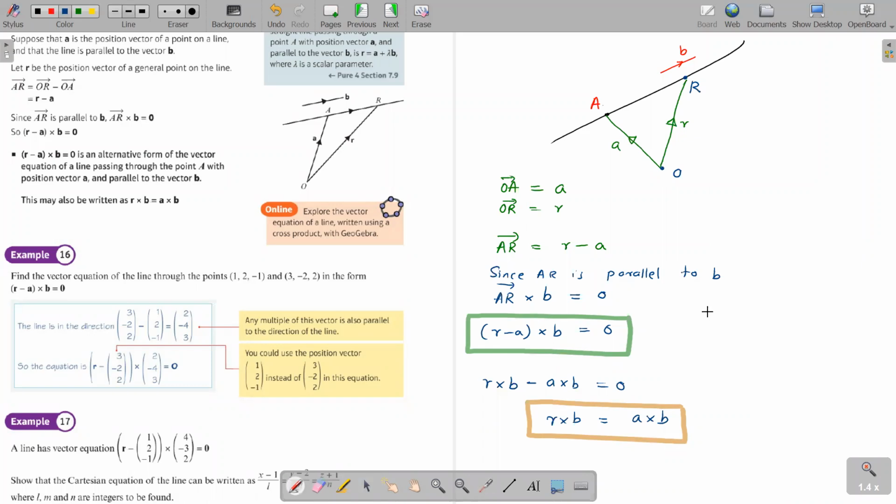So it's extremely important that you identify that a is a position vector on the line and b is the direction vector.